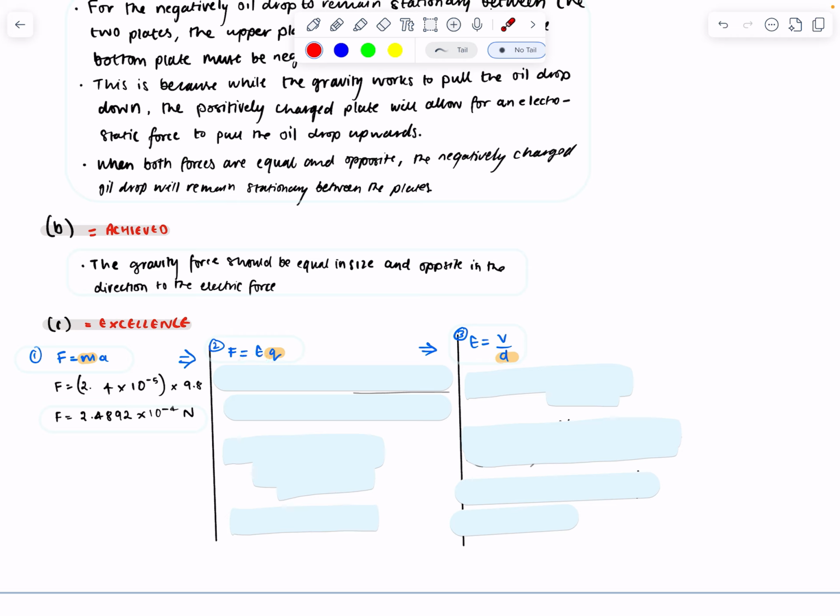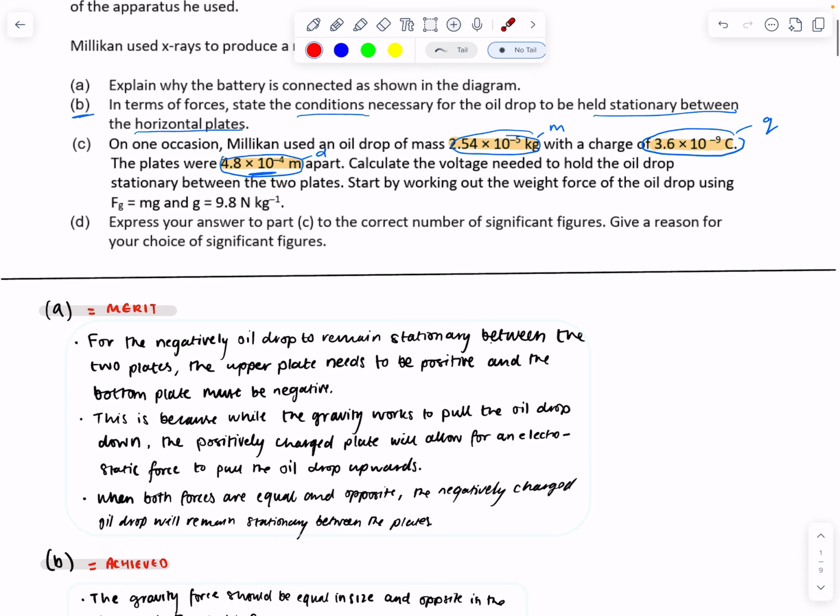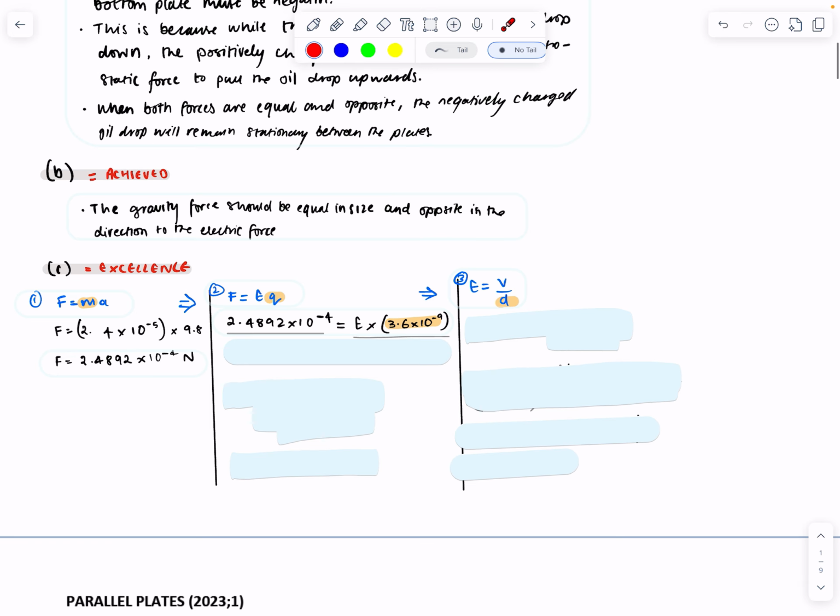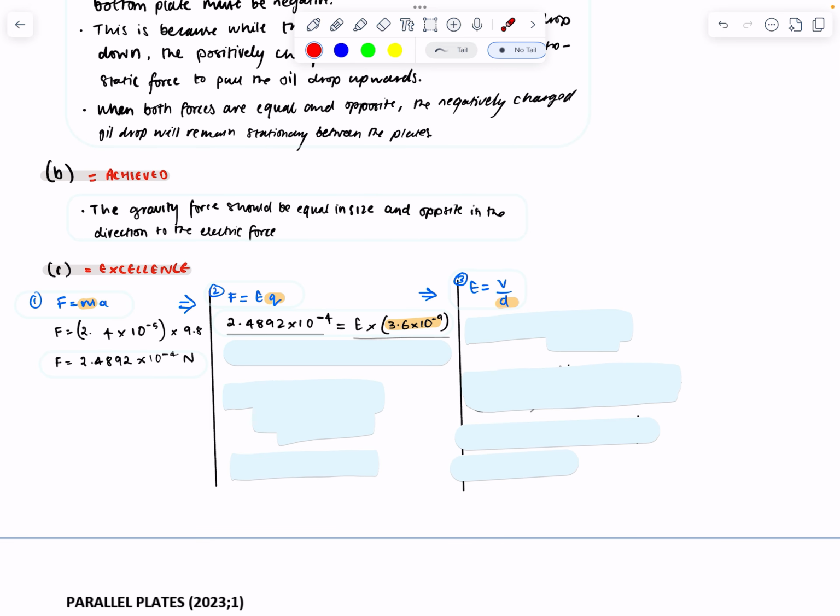So plugging all our values in, we've got our gravitational force, which is equal to our electrostatic force plugged in here. Then we have E, which is what we're trying to figure out, and then we have the charge on the oil drop, which has been given to us here, so I've plugged that in. Now we have to do some simple algebra to work out the electric field strength, so then we can plug it into this equation here.